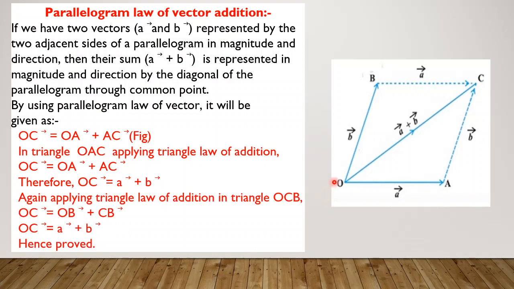Similarly, in triangle OBC, if you apply the same rule, we finally get vector A plus vector B as its diagonal.